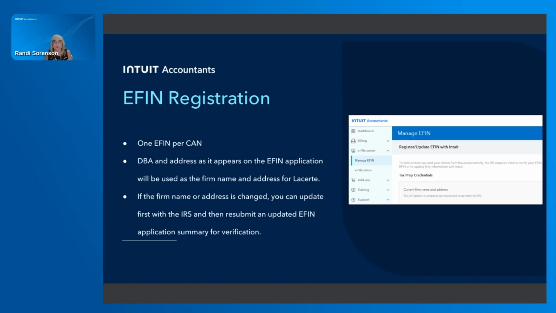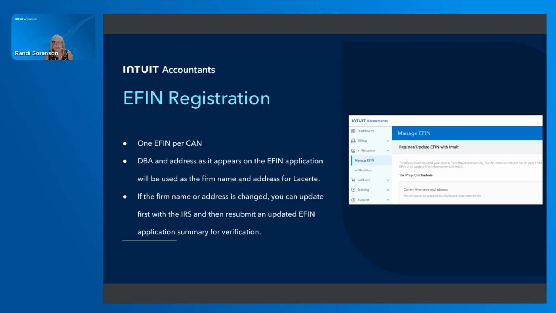Now, you can see on the screen, you can have only one EIN per CAN, and you say, well, what the heck is a CAN? That is our account number with Lacerte, or with Intuit, actually. And so you can only have one EIN per account, but that makes sense. Why would you want more than one per account? You really would have no need. So anyway, that's the first thing.